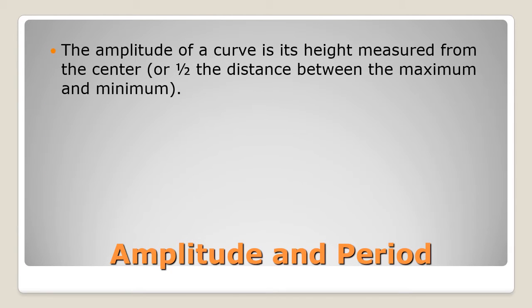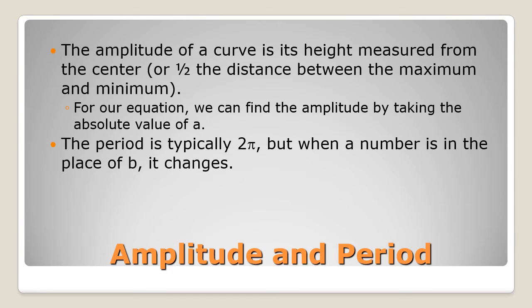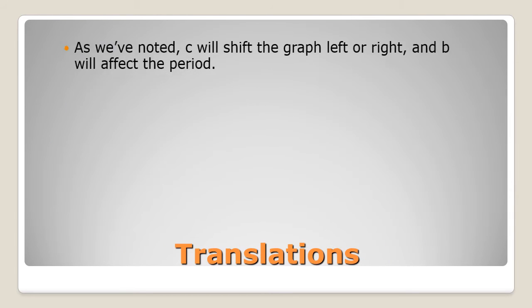The amplitude of a curve is the height measured from center, or you could consider it half the distance between the maximum and minimum values. For our equation, we find the amplitude by taking the absolute value of a, the number in front of the sine or cosine. Period is typically 2 pi for sine and cosine, but when a number is in the place of b, it changes. To find the period for your new function, you do 2 pi over b.